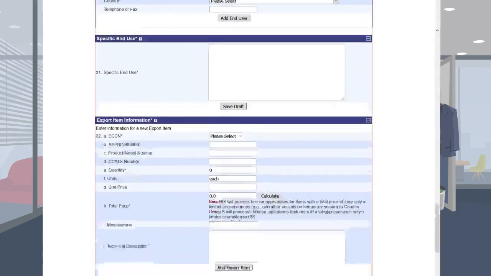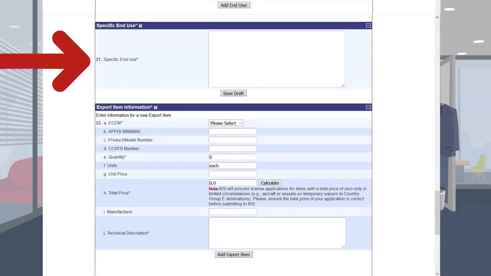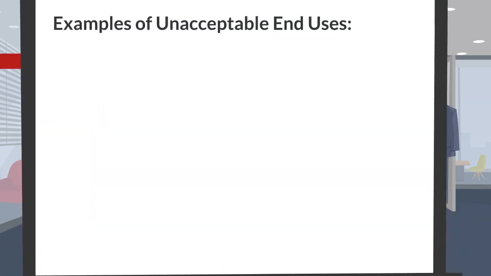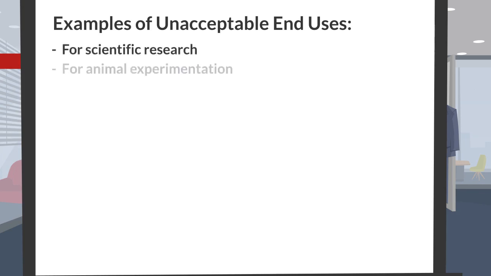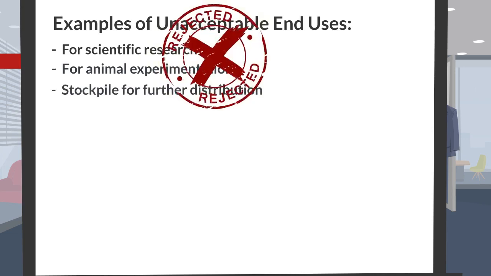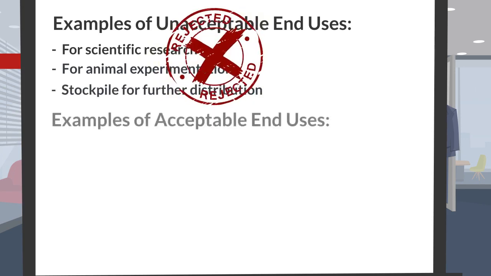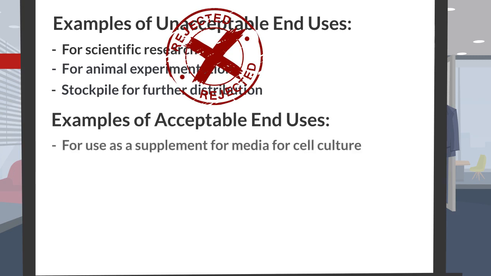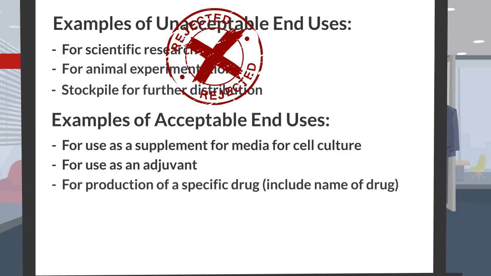For Block 21, your end use should be as specific as possible. Unacceptable end use descriptions include for scientific research, for animal experimentation, stockpile for further distribution, etc., because they are too general. Acceptable descriptions include for use as a supplement for media for cell culture, for use as an adjuvant, for production of a specific drug. Please include the name of the drug or type of drug, for example, cancer therapeutic or monoclonal antibody.